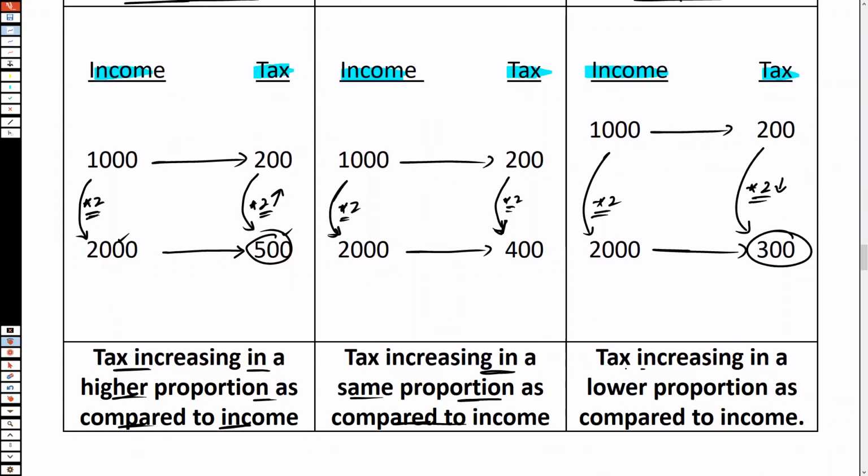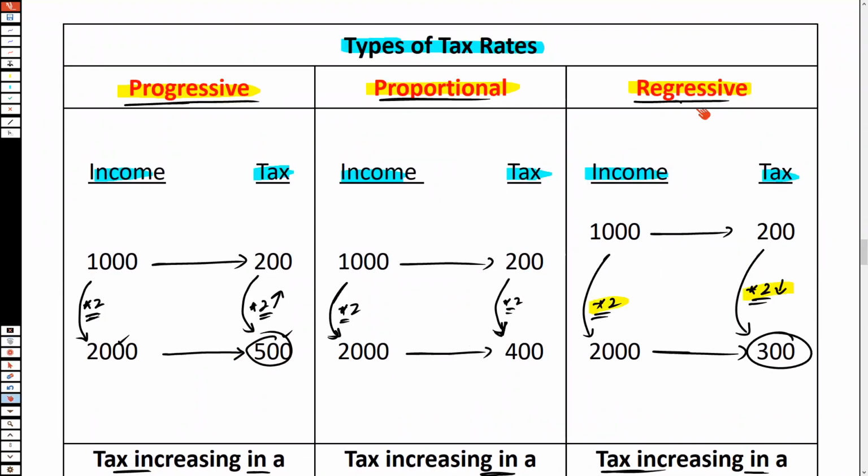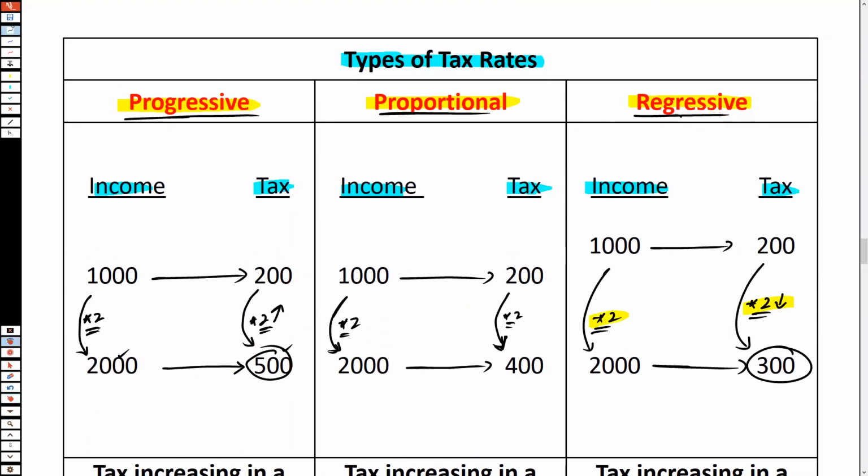This point is mentioned here: tax increasing in a lower proportion as compared to income. So when such tax rates are applied, those tax rates are regressive tax rates, also termed as inverse of progressive tax rates. Regressive tax rates are sometimes also termed as the inverse of progressive tax rates. It is the vice versa of progressive tax rates. Hopefully all of the things are clear till now.